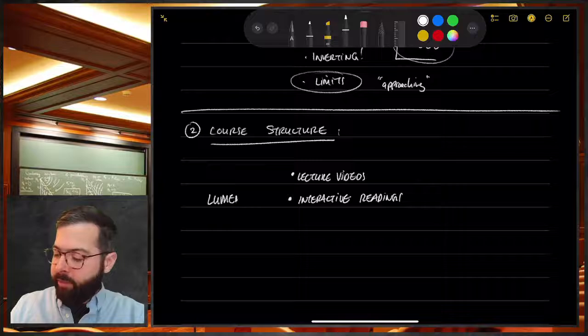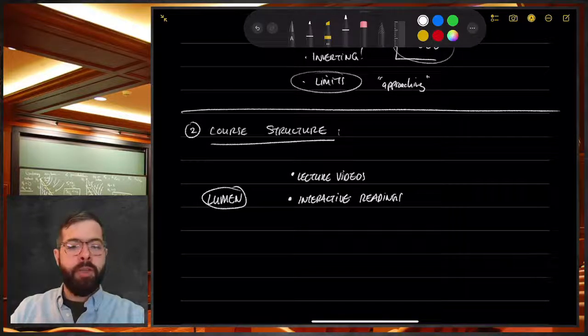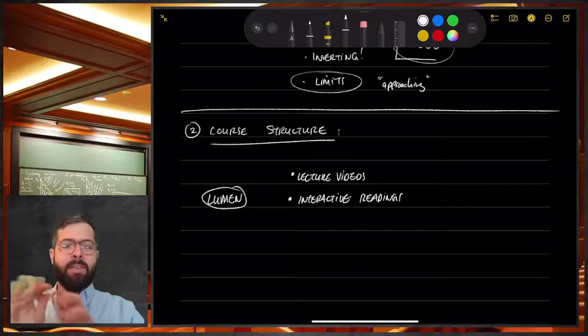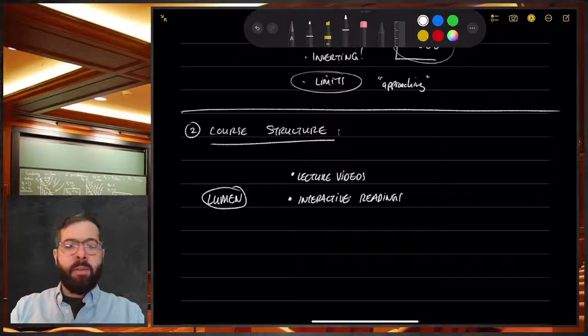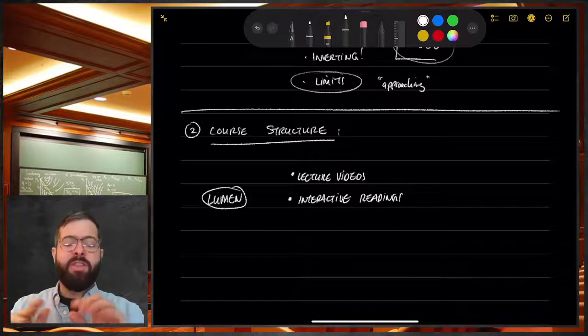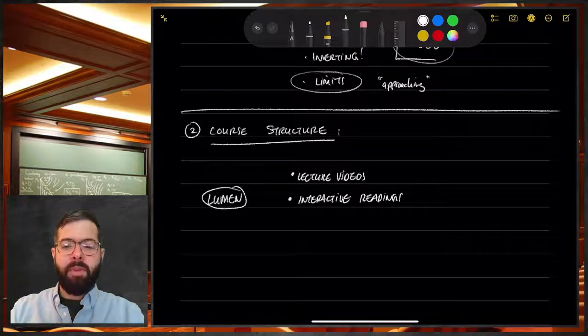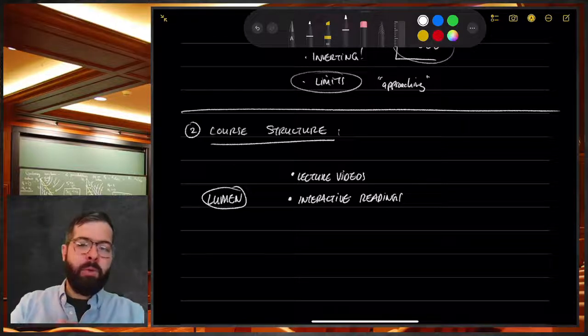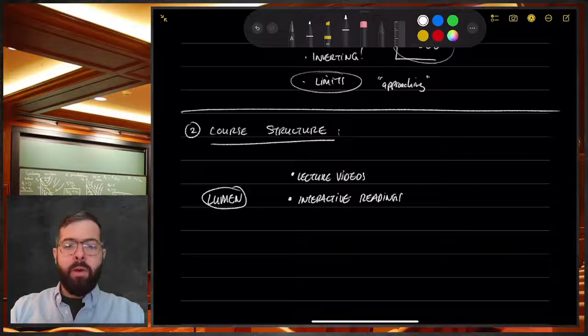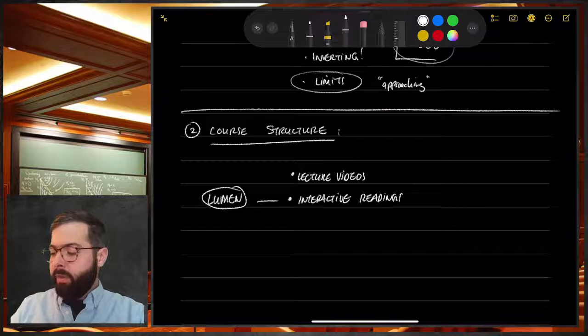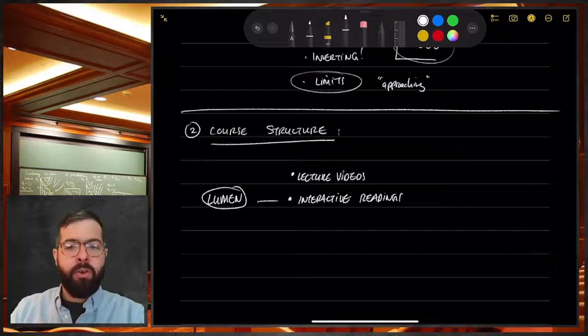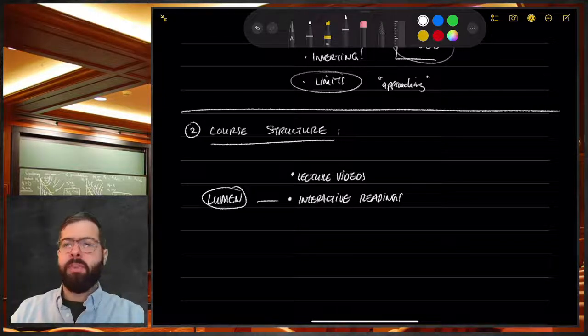Lumen is the math-friendly software that we'll be using. It sits inside Blackboard, but it is not Blackboard. Lumen is designed to be engaging with math online, whereas Blackboard is really not. Within Lumen, there are these interactive readings, which are much different than just reading a textbook and having a reading assignment there.